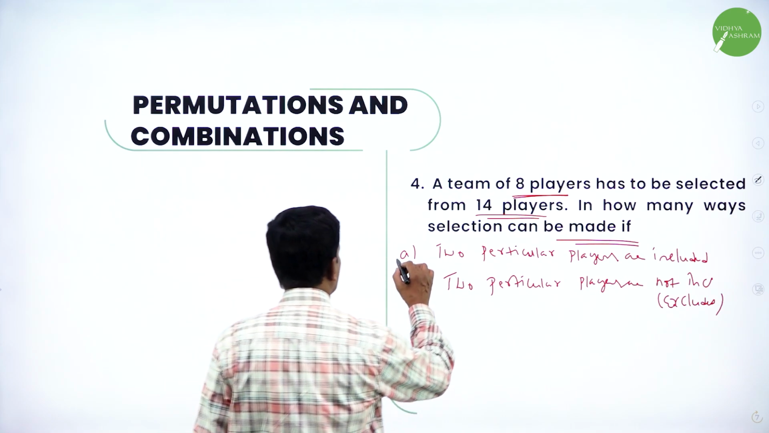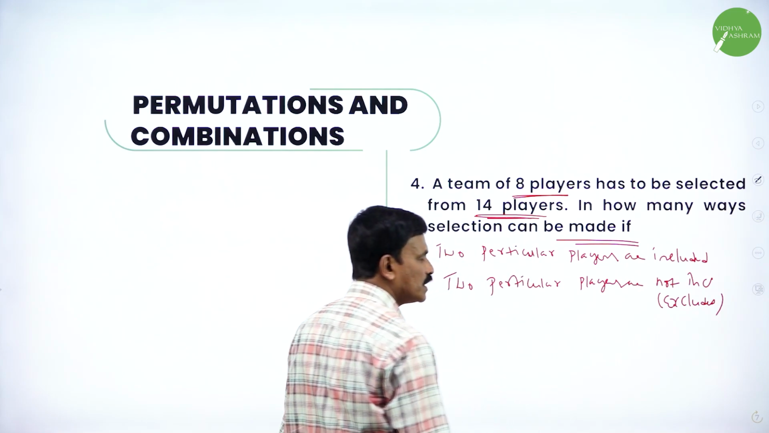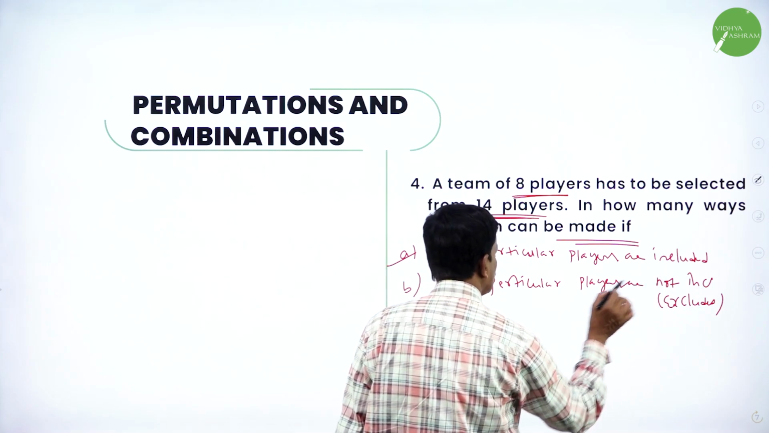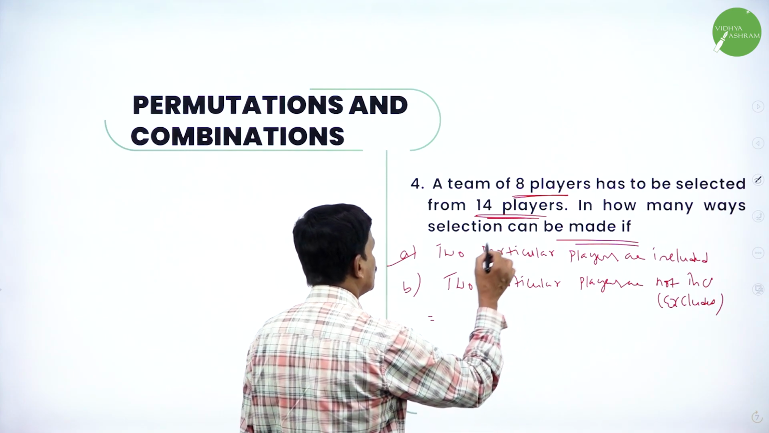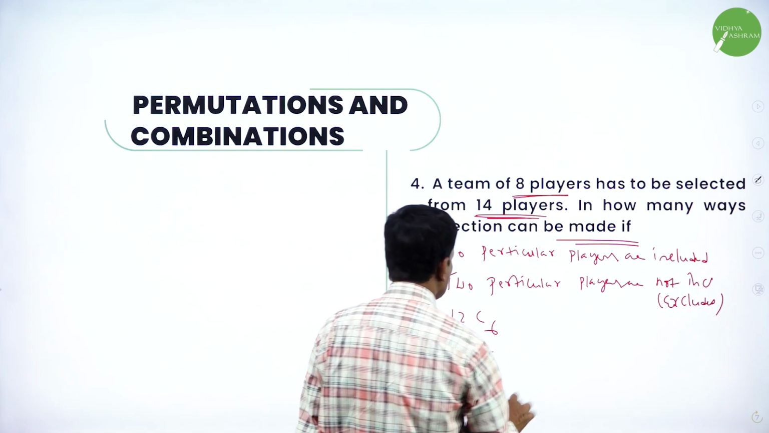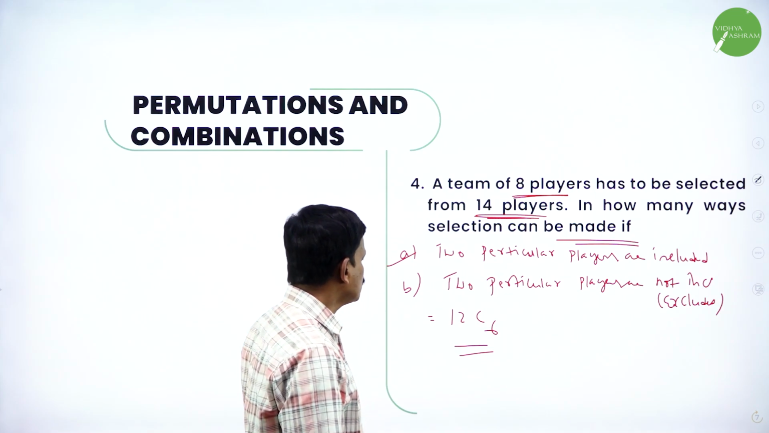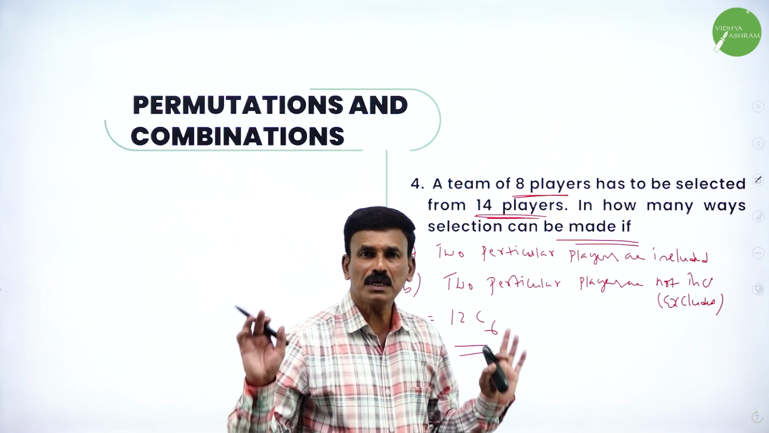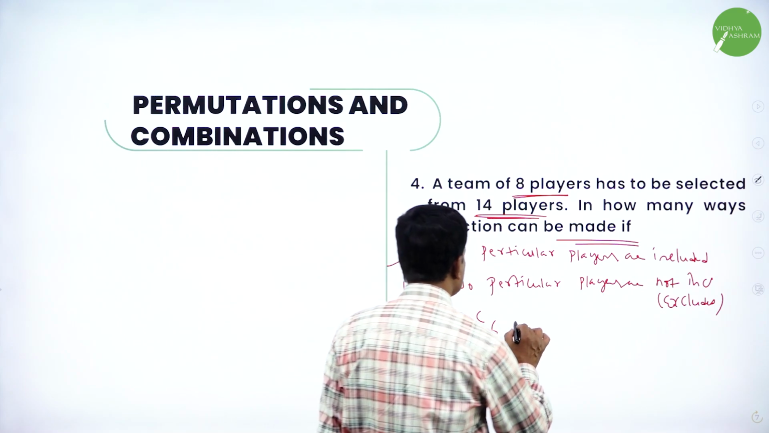So let us go to the first case. 2 particular players are included. How many players are there? 14 players, out of which we are going to take 8 players. So if 2 particular players are included, then the number of selections will be 14 minus 2, that is 12, C, 8 minus 2 is 6. So 12C6 is the first case. If 2 particular players are always included, then the number of selections will be 12C6 ways.